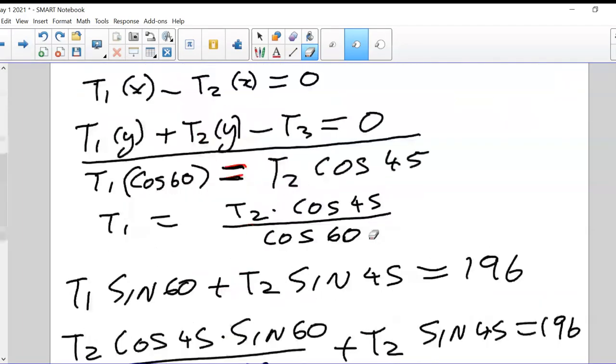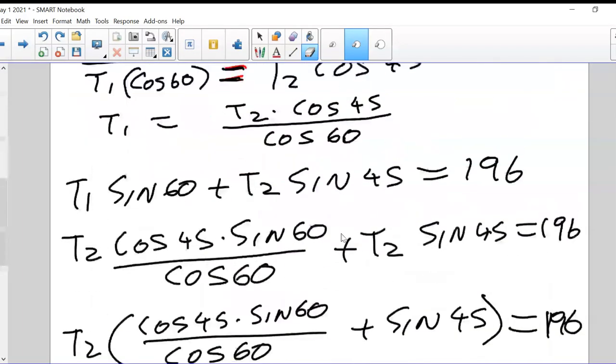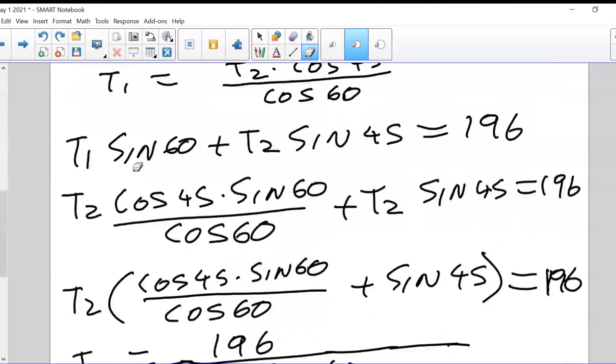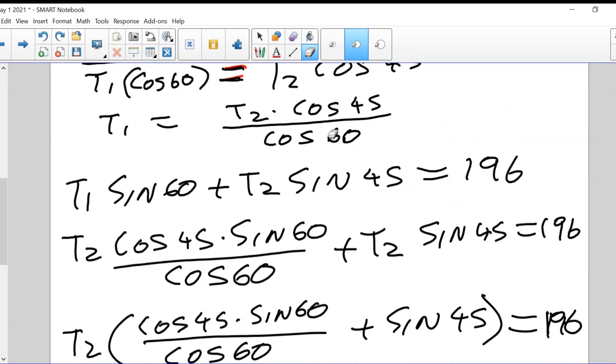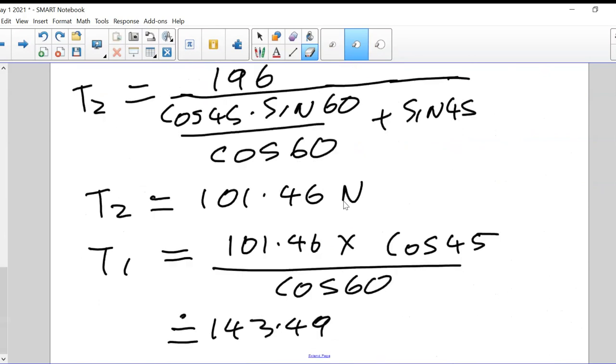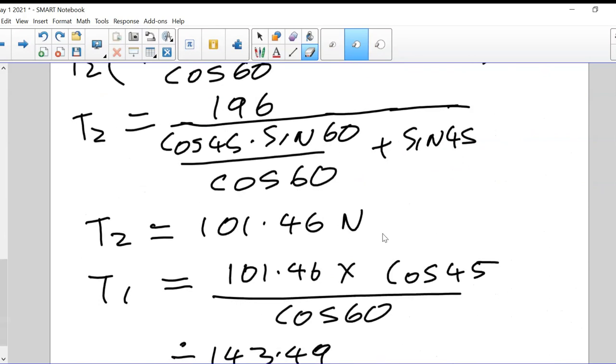All right, folks, so sorry about the mix-up. Here's the part that we kind of left out. There was a sine 60 that was part of this that we didn't multiply when we did this the first time. So it should have been the T2 times the cosine of 45 times the sine of 60 over the cosine of 60. So that was left out, and that's what messed us up the first time we did this. Anyway, so there's our T2, there's our T1. Again, those are both approximate.